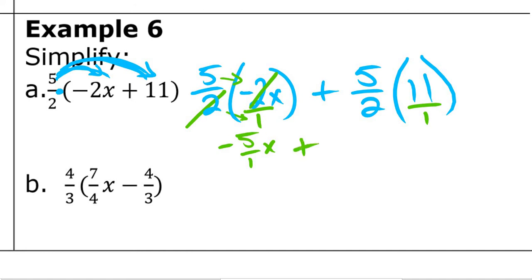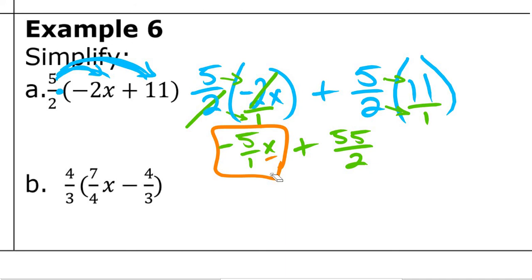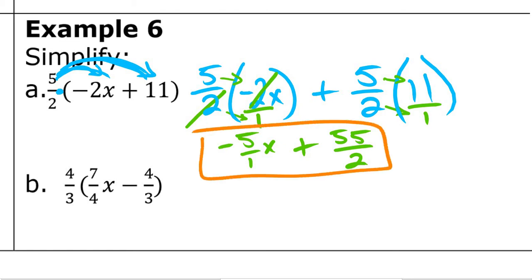All right, plus 5/2 times 11. You multiply numerator times numerator and denominator times denominator. 5 times 11 is 55. 2 times 1 is 2. At this point, can I add a regular number, 55 over 2, there's no variable with it, with a number that has a variable, x? Hopefully you have just said no, you cannot combine. They are not like terms, so we have our answer.